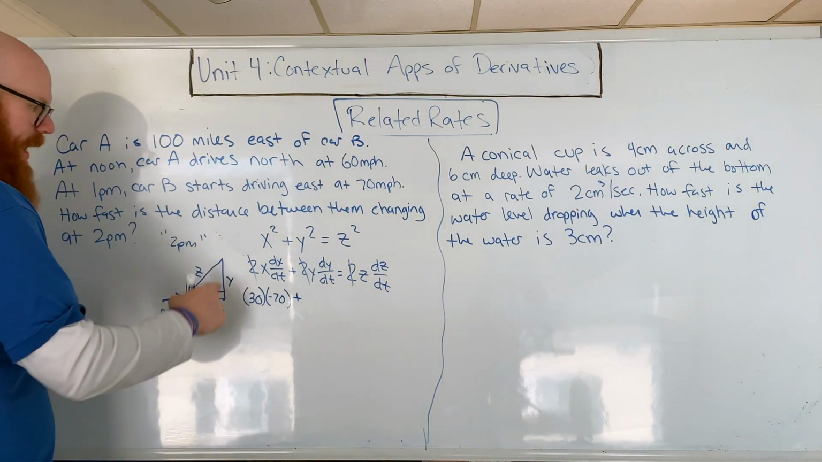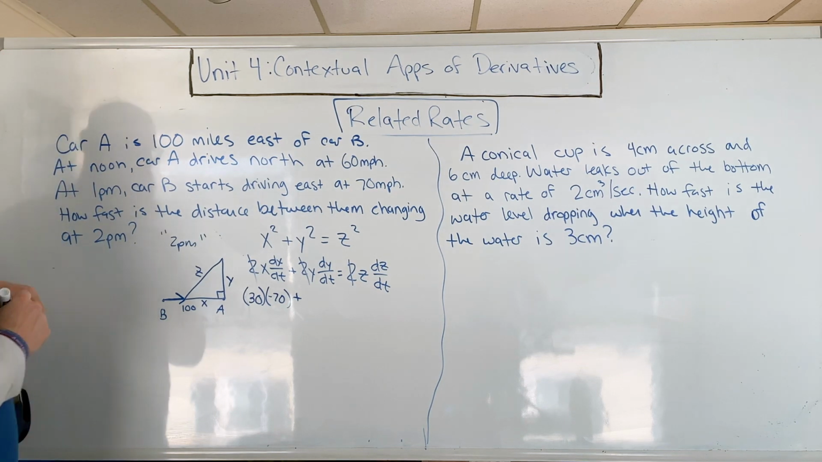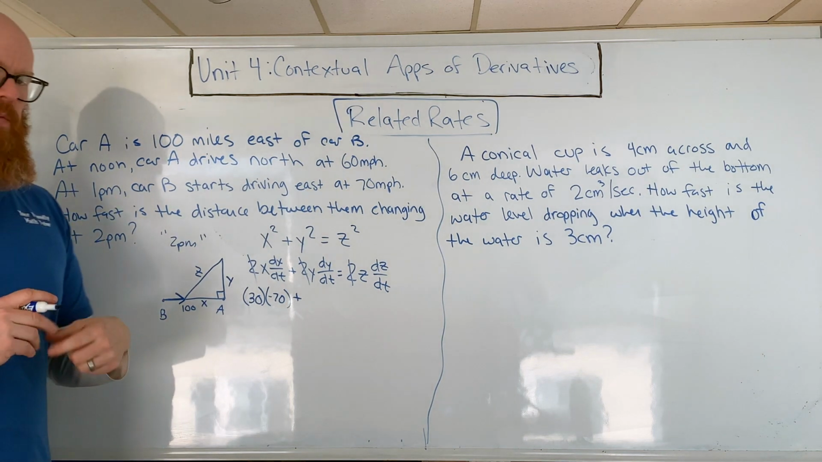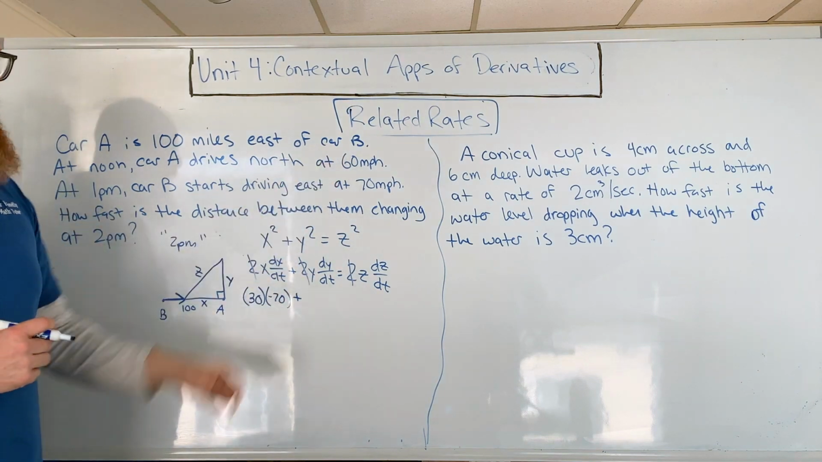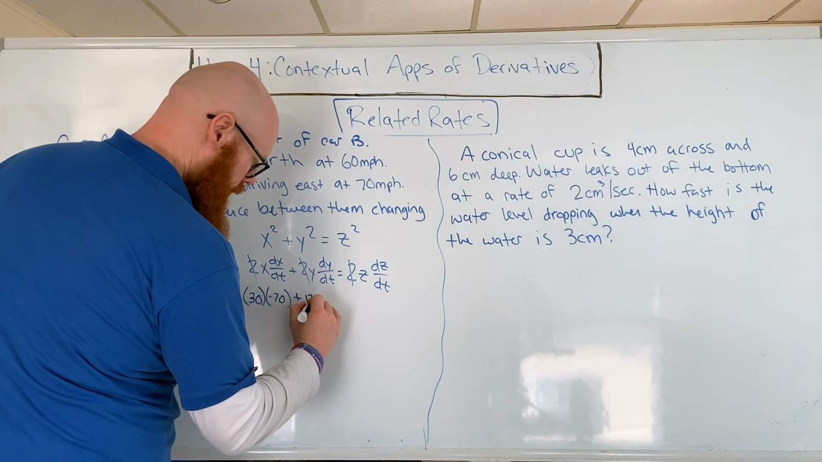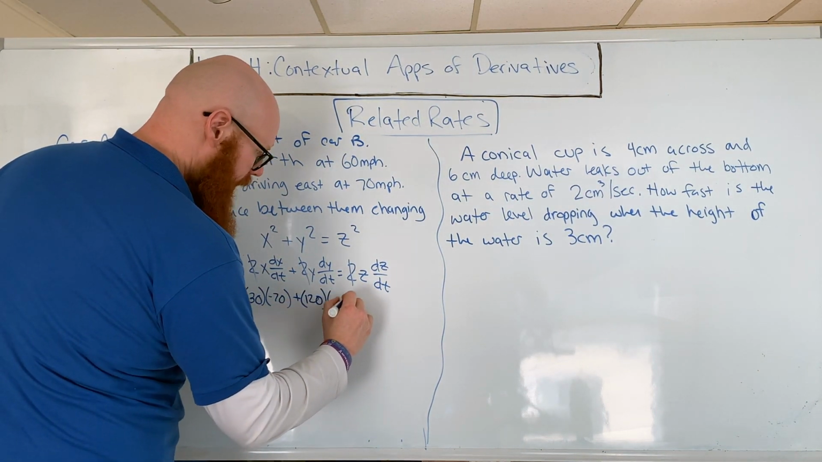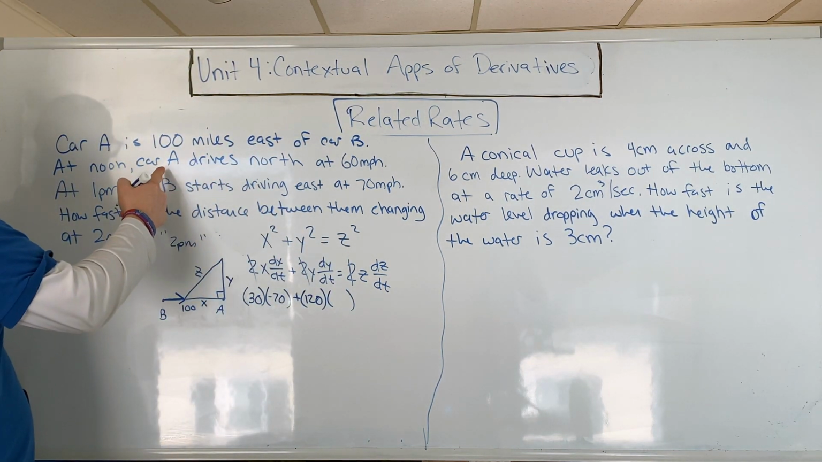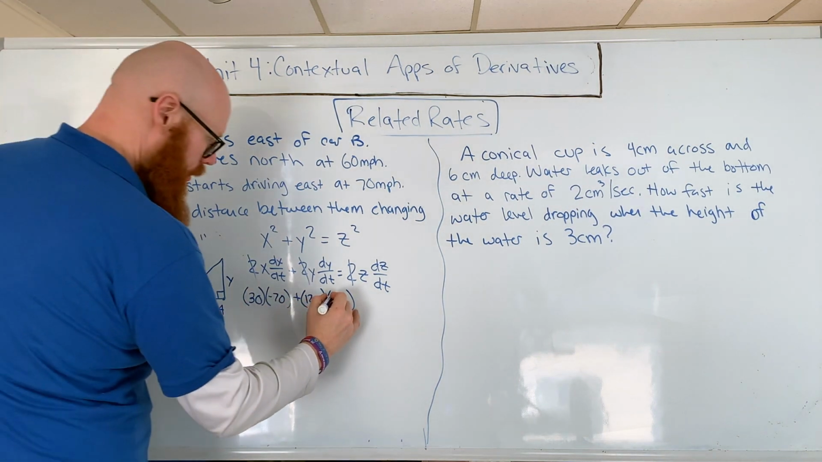Now y is this distance. So now we look at car A. Car A started at noon and drove north at 60 miles per hour, but since it's 2 p.m. now, car A's been driving for 2 hours, so it traveled 120 miles. dy/dt is just the rate at which that side is changing, so for car A, that's 60 miles per hour.